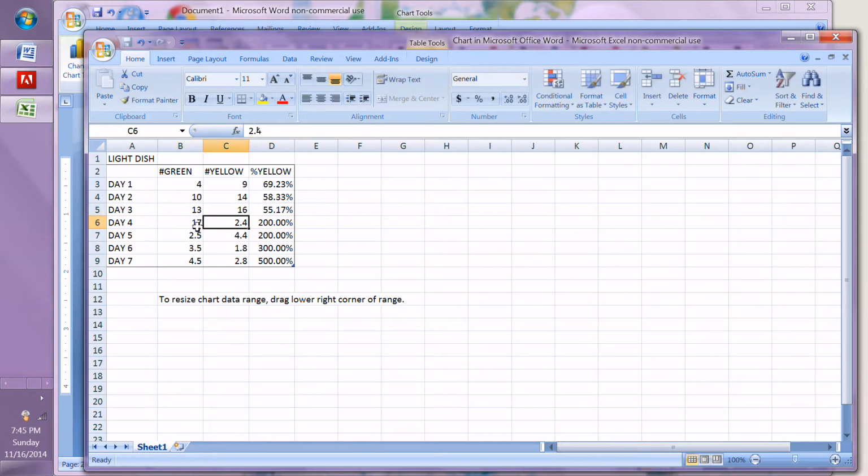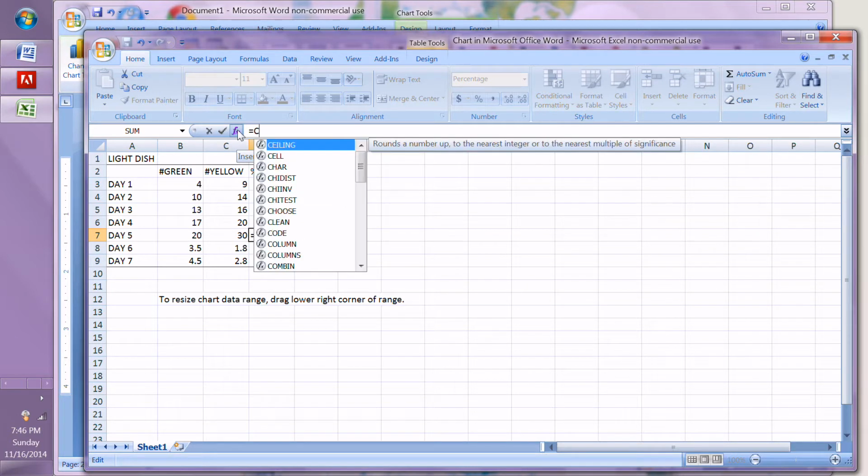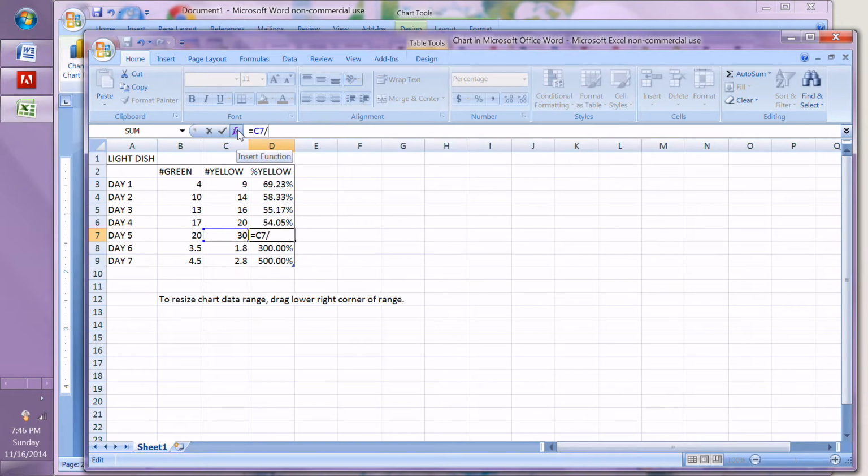And so put your data in. I'm just making up data. And put your formula in. So you want C6 this time to be divided by 37, because 37 is our total. This day you had 20, and this time you had 30, and we want this to represent an equal sign, C7 divided by 50. And what's nice about putting that C7, say you went back and you said, oh, that was 29, it automatically changes your percent.